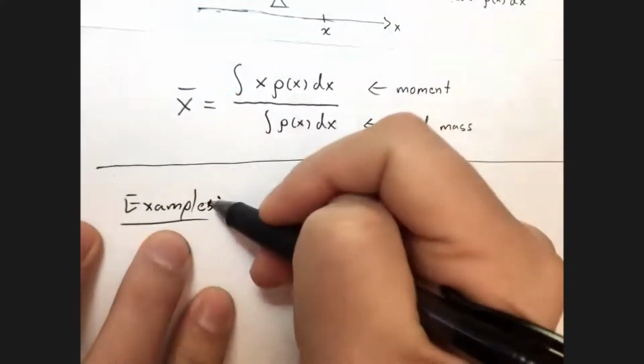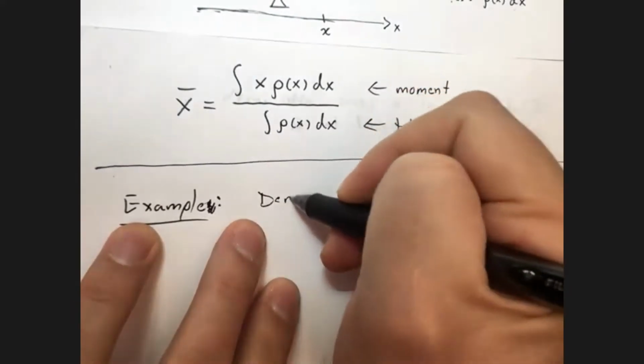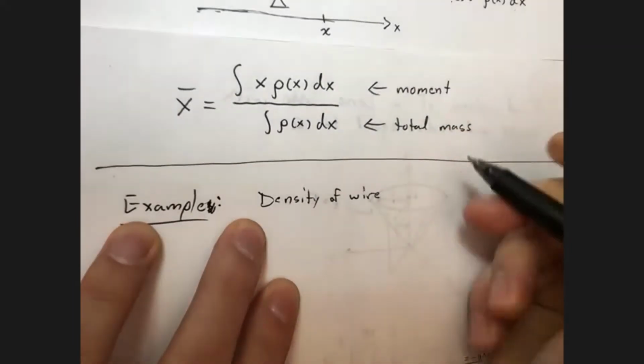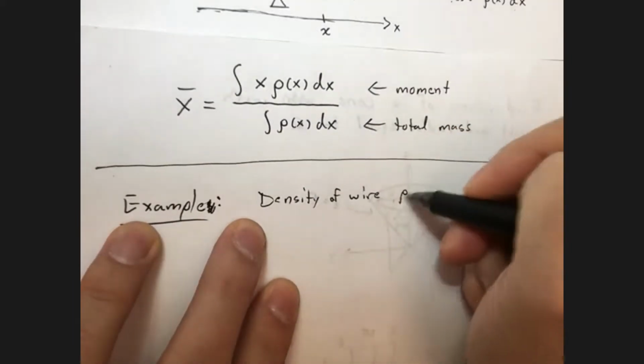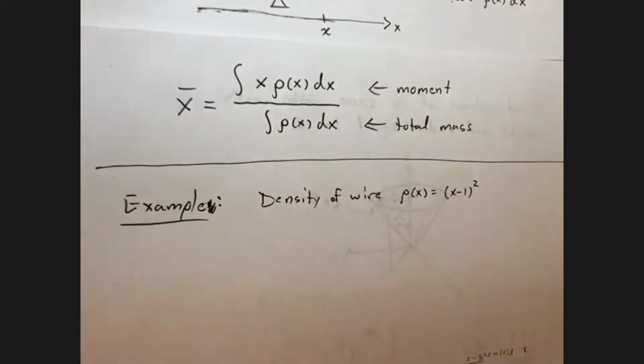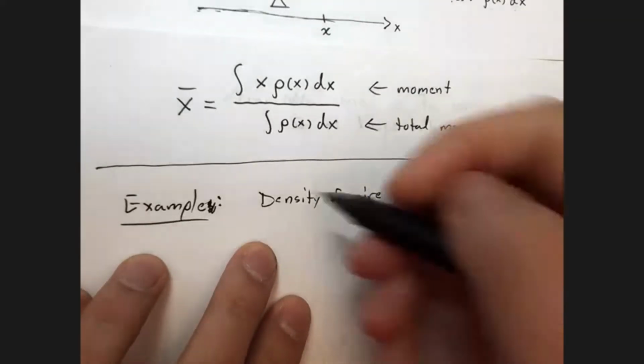So, example. What I'm going to do is say that the density of a wire is given by x minus 1 squared, and the wire extends from -2 to 2.